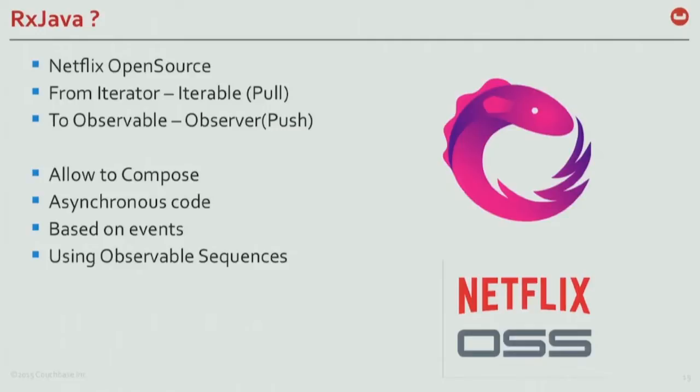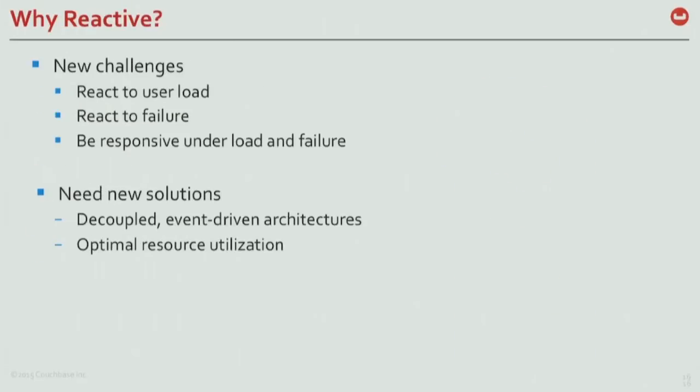RxJava comes from a company called Netflix, which I'm assuming everybody has at least heard of a little bit. Netflix has lots of cool open source projects, and they were looking at what Microsoft was doing at the time. And actually, RxJava comes from the Microsoft world, which I think is quite interesting and telling. It allows you to go from the iterator retrievable model, which is pull, give me the next value, to a push model based on observables and observers. And it's a way to do asynchronous, composition, etc. I will give you some examples.